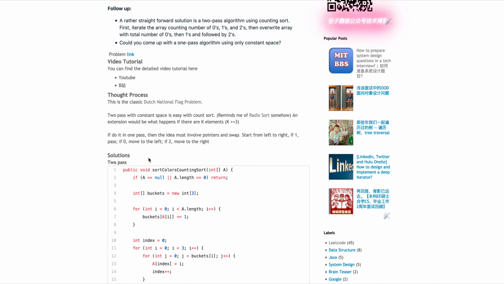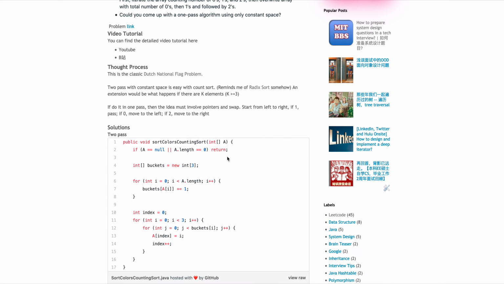The idea is actually simple: go from leftmost to rightmost. If it is 1, you just pass, because 1 is in the middle. If it's 0, you always move it to the left. If it's 2, you always move it to the right. Of course, you will have two pointers to keep track of the left and the right, and you keep shrinking the left and the right. It's like a window shrinking.